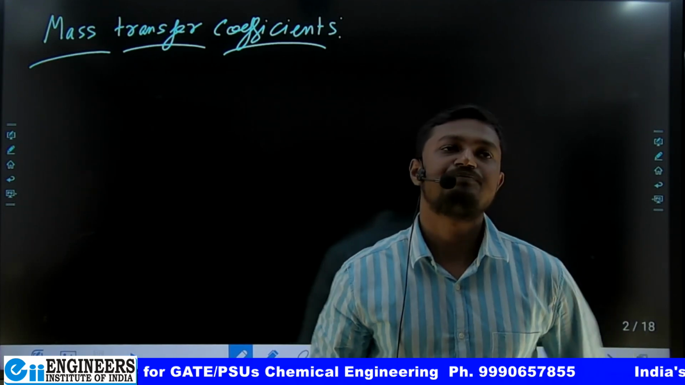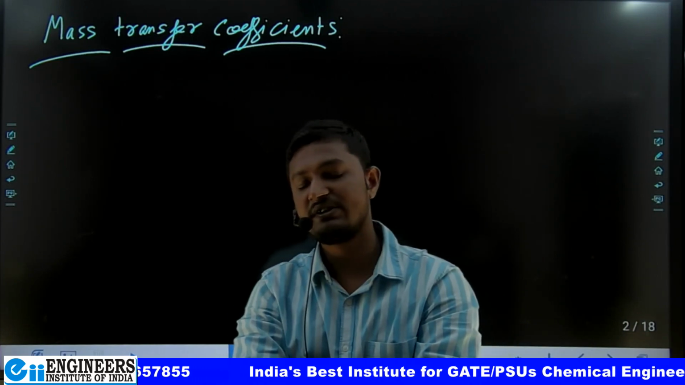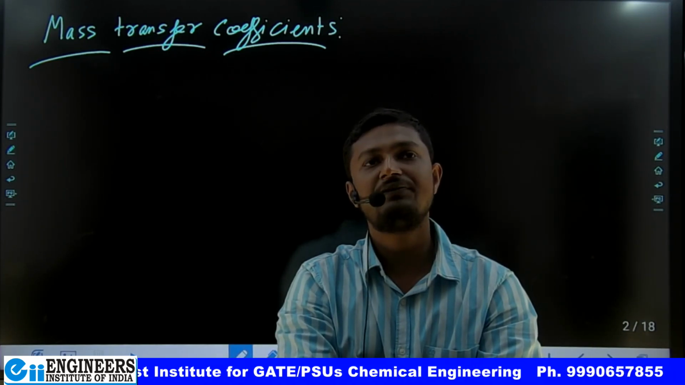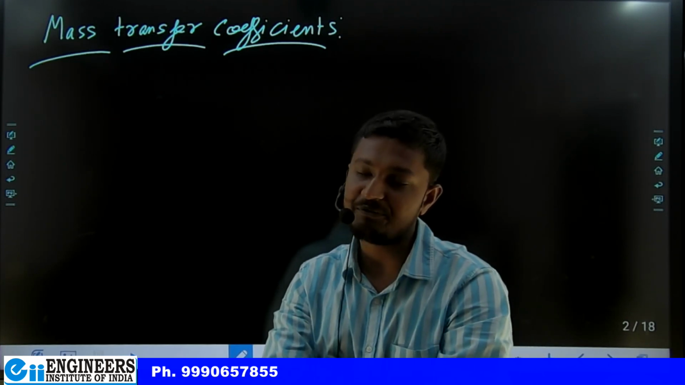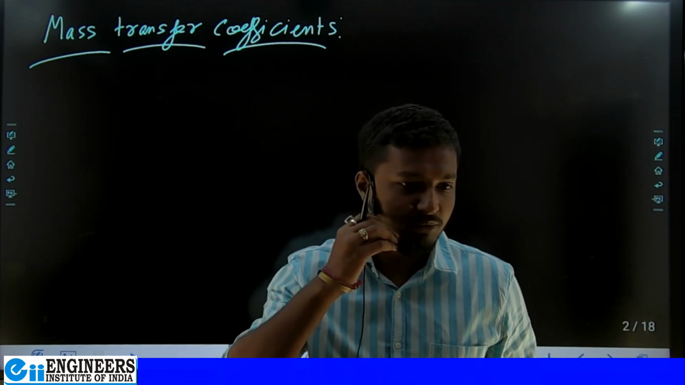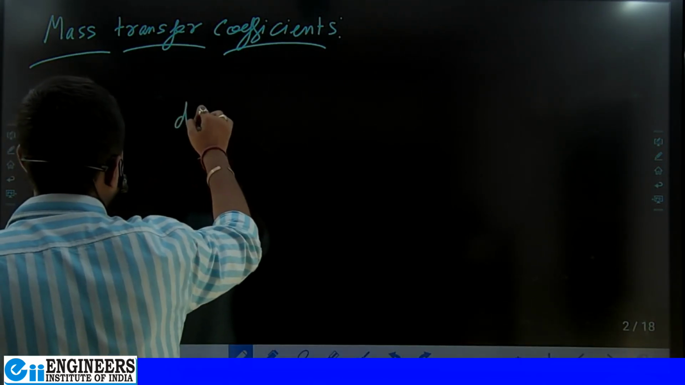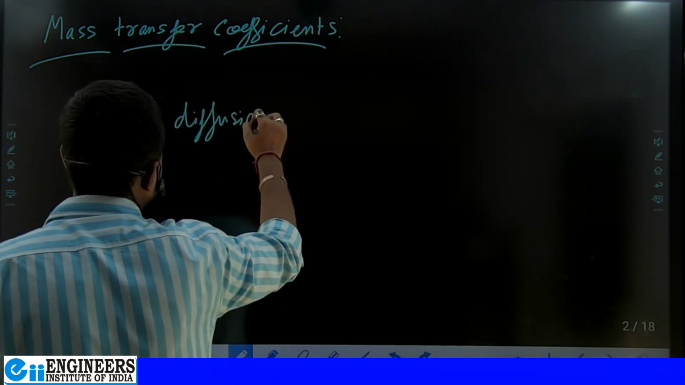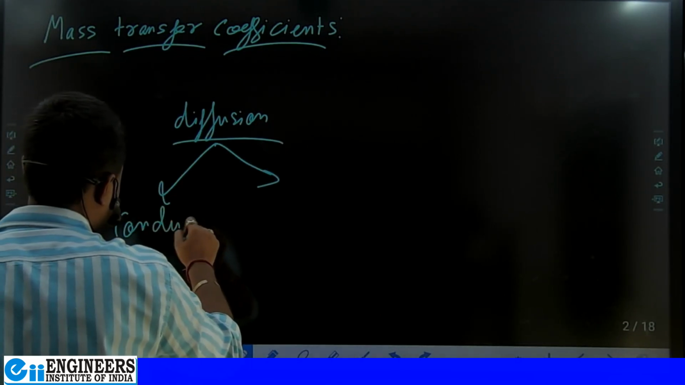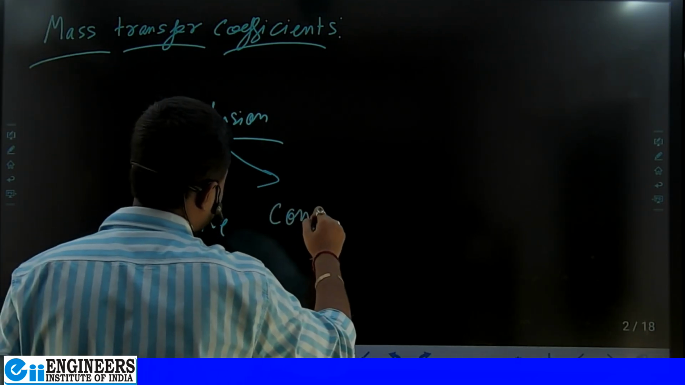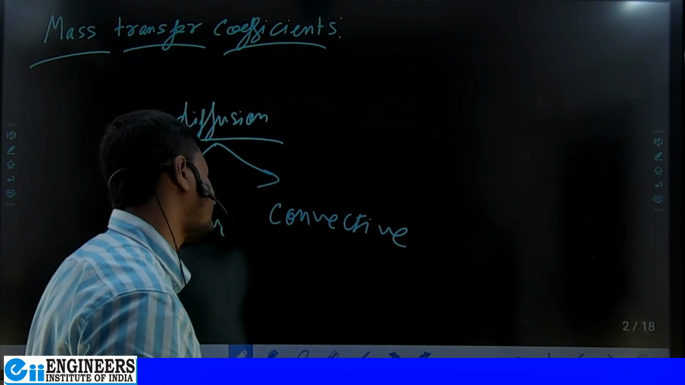So we said that for defining our flux, in case of diffusion, we can either define it from our conductive mass transfer or from our convective mass transfer. So what is the difference between conductive mass transfer and convective mass transfer? Let us understand that first. So this is our diffusion. This diffusion will be of two types: one is conductive and one is convective.